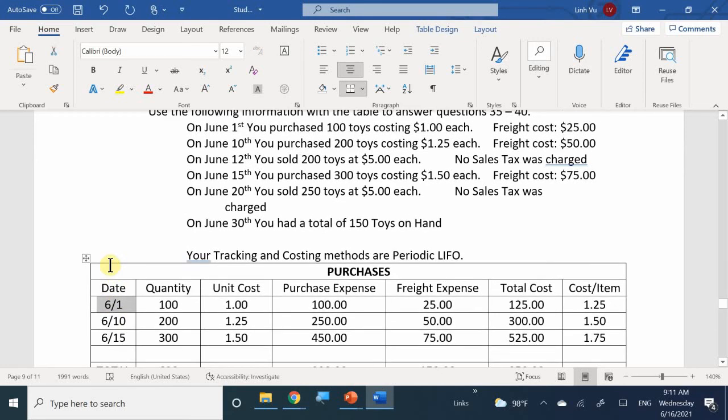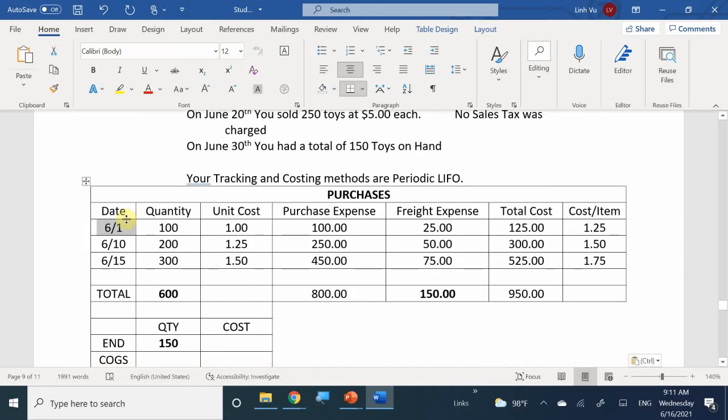On June 1st, we purchased 100 toys at a dollar each with a freight of 25. June 10, we purchased 200 at $1.25 with a freight of 50. And June 15, purchased 300 at $1.50 with a freight of 75. So here we go, I have it all here to save some time. But this time, I am using LIFO, okay?